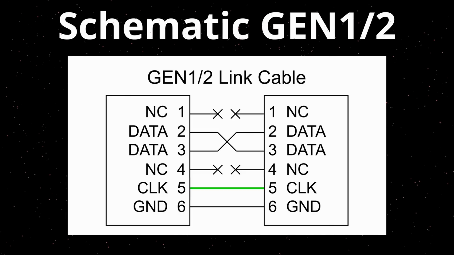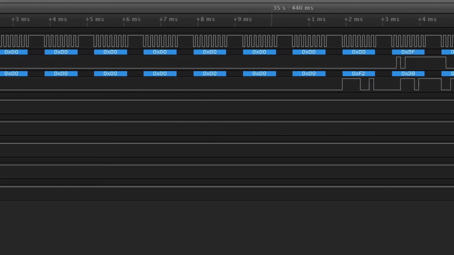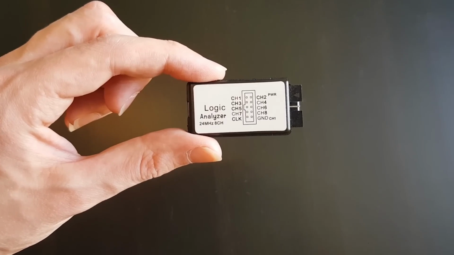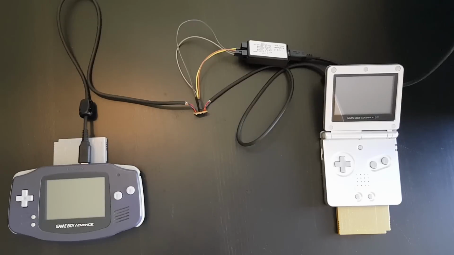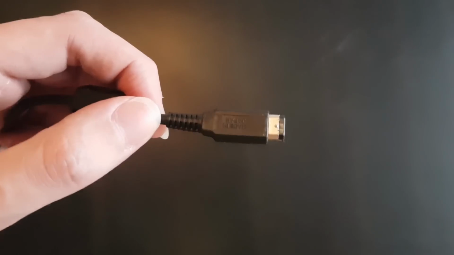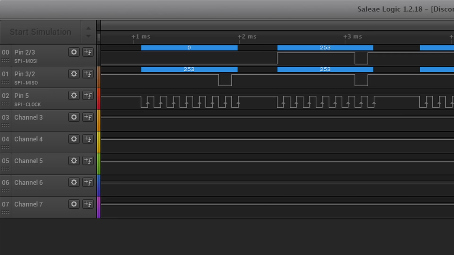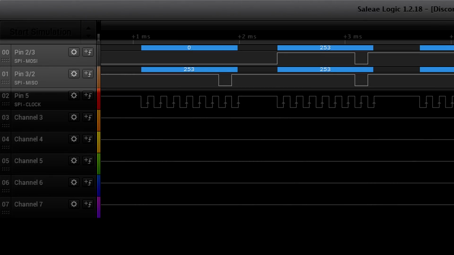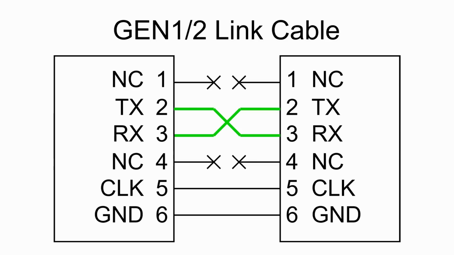Now that we're done with that, let's take a look at the signals. We can analyze the data over the link cable using a logic analyzer. A logic analyzer is a device that can capture digital signals, like the one sent over the link cable. The first thing we can note is that the clock signal is indeed on pin 5, and the data is on pin 2 and 3. Specifically, pin 2 is for transmitting and pin 3 is for receiving.